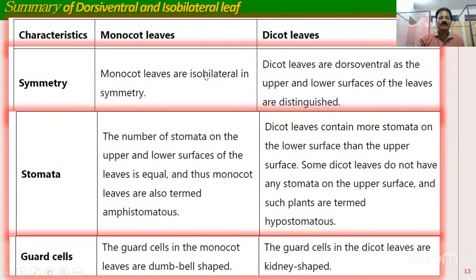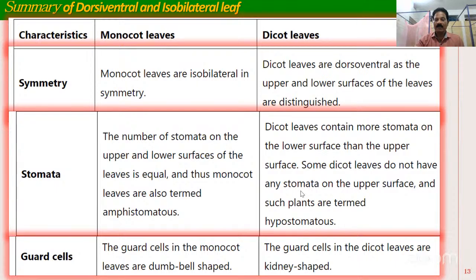So next, symmetry. Here isobilateral, because both upper and lower side are similar, same structure. Here dorsiventral, upper side and lower side are distinguished separately. Even the color is also different. The upper side in dicot leaf is dark green in color, lower side light green in color. The stomata are equally distributed on both the surfaces in monocots, but in dicots unevenly distributed. Upper side very few stomata and the lower side more stomata.